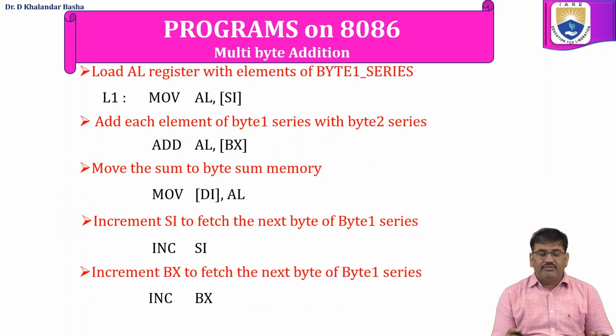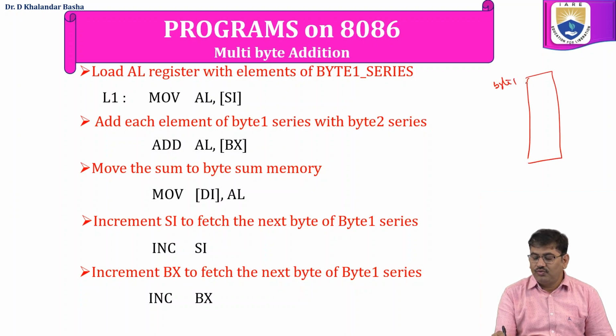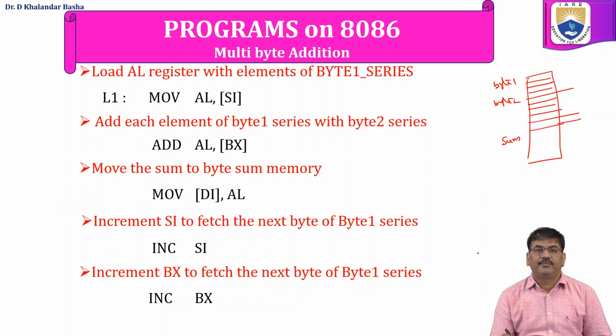The next one is we will fetch one data from byte 1. So this is the memory. Here we have byte 1, 4 memory locations. Next, byte 2, 4 memory locations. Next we have count. After that we have sum byte.